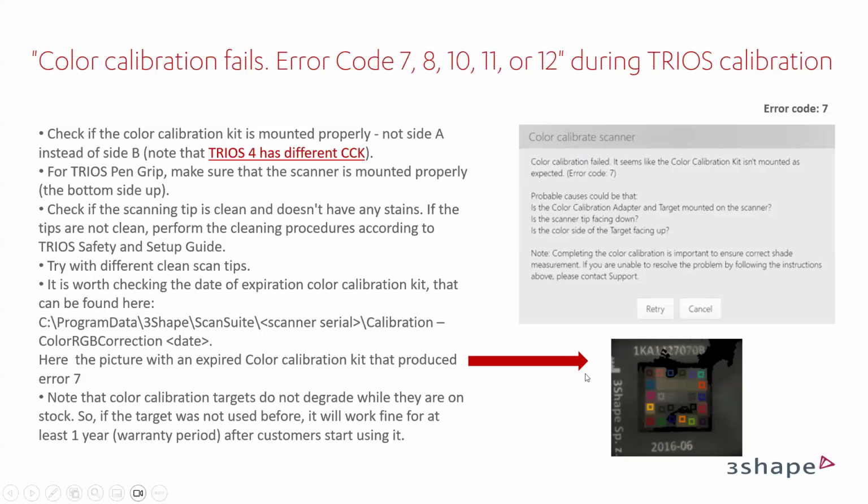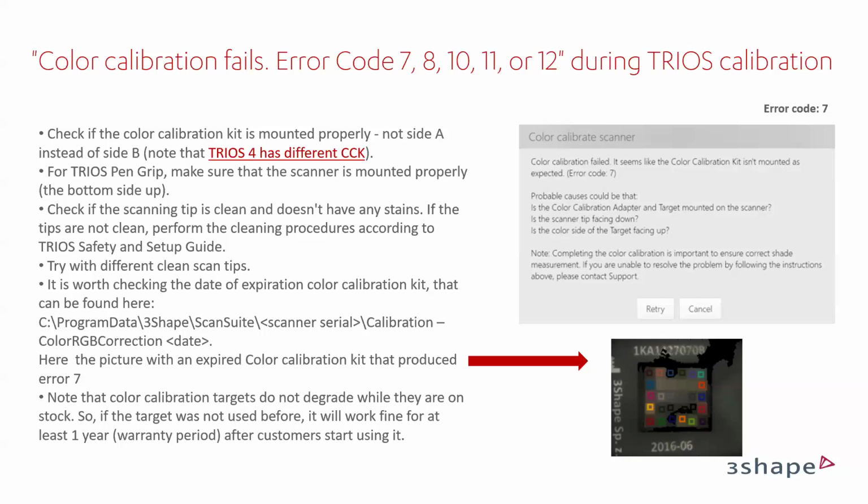The first thing you should do is check if the color calibration kit is mounted properly, not side A instead of side B. You should remember that the 3S3 scanner and 3S4 scanner have different color calibration kits. Also, for the Trios pen grip, make sure that the scanner is mounted properly, the bottom side up, not vice versa. Also, check if the scanner tip is clean and doesn't have any stains.